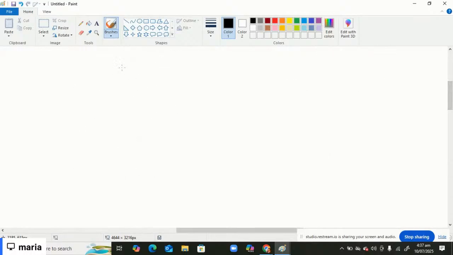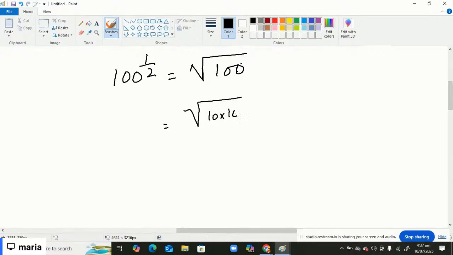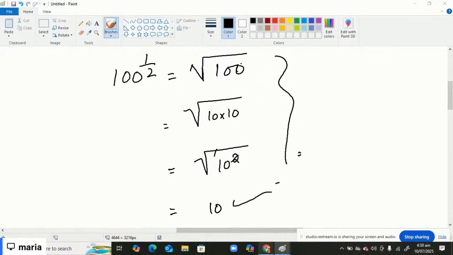Okay, let's suppose, and then here is, so this 2 is not able to be written, you just put it down this way, so it's 100. And now 10 times 10, and now 10 power 2, so this should be cancelled, and the answer is 10. This is also done in these kinds of questions.